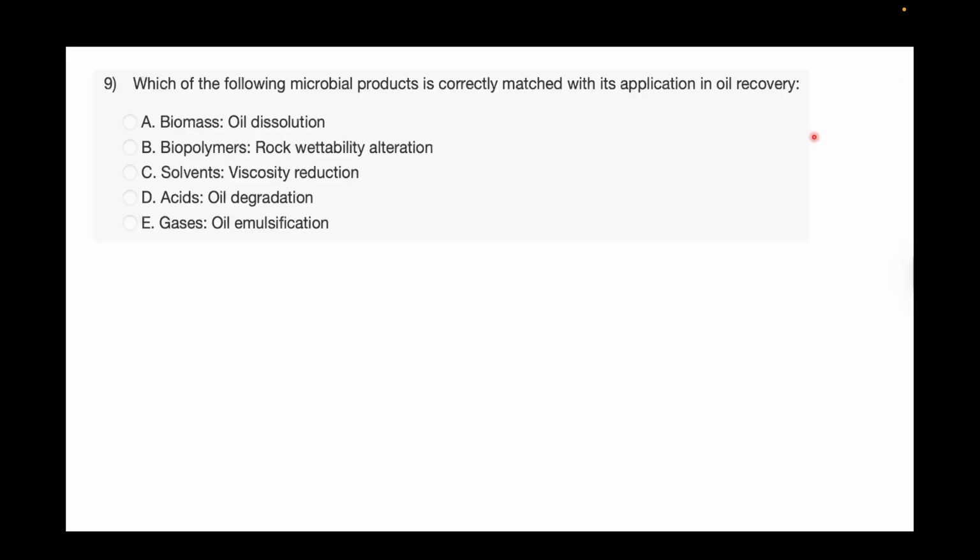Okay, so we are reaching the final couple of questions in this live TA session. Now the topic we are dealing with is oil recovery. Which of the following microbial products is correctly matched with its application in oil recovery? Option A, biomass, oil dissolution. Option B, biopolymers, rock wettability alteration. Option C, solvents, viscosity reduction. Option D, acids, oil degradation. Option E, gases, oil emulsification.